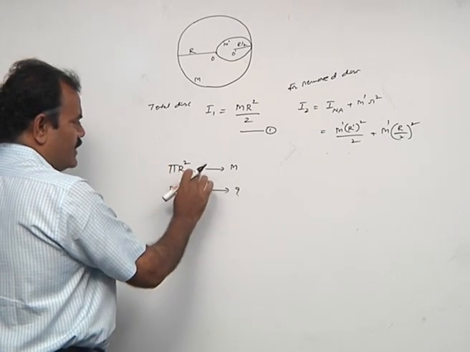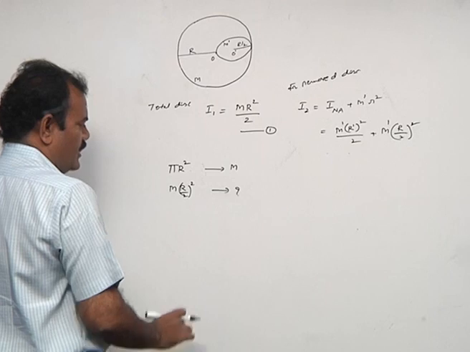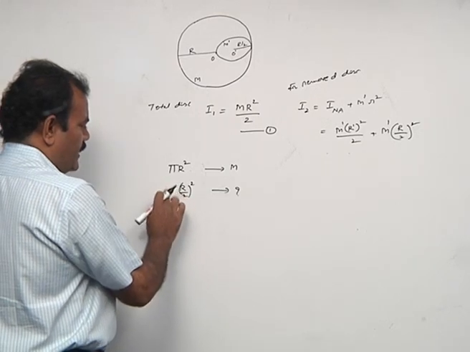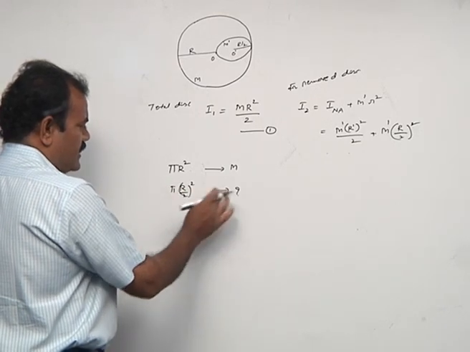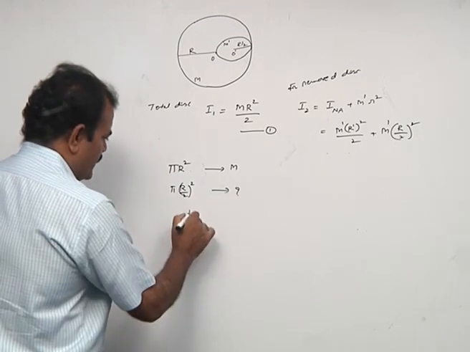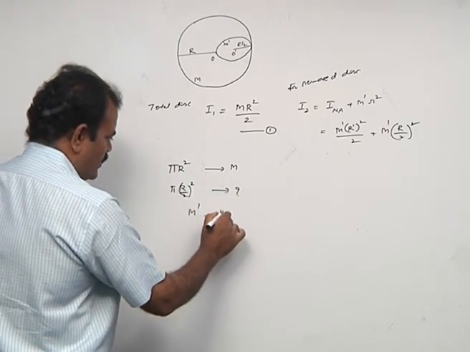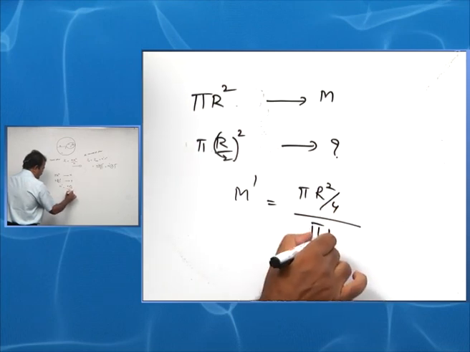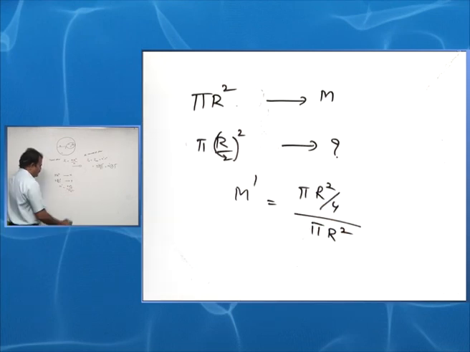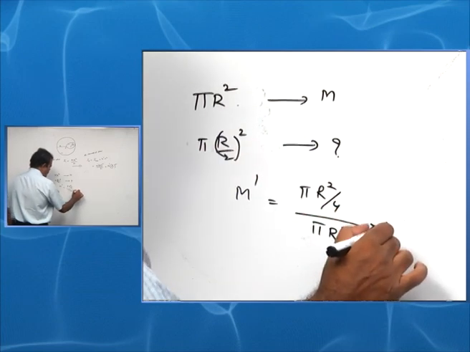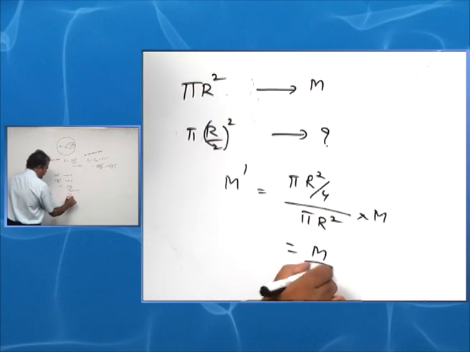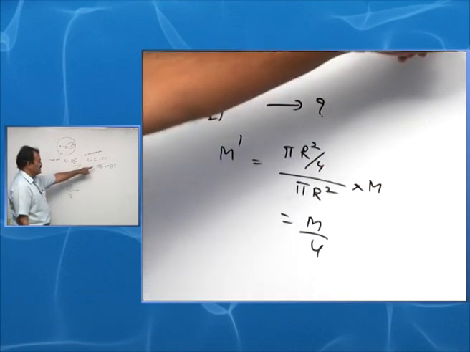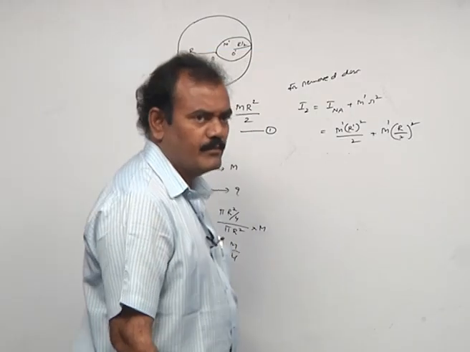For πR², its corresponding mass is M. And for π(R by 2) whole square, the corresponding mass can be taken as M dash equals πR² by 4 divided by πR². That becomes M dash is equal to M by 4. So one point is cleared: M dash is equal to M by 4.